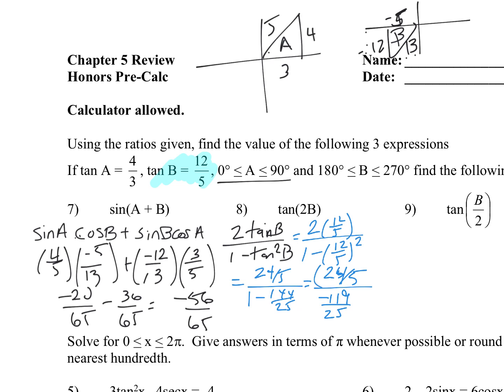Now, I've kind of used this trick with a lot of fractions. I'm going to multiply everything by 25. What's going to happen is this is going to cancel, and the 5 is going to reduce. So if I just multiply my 24 in my numerator, I end up with my final answer of 120 divided by negative 119.